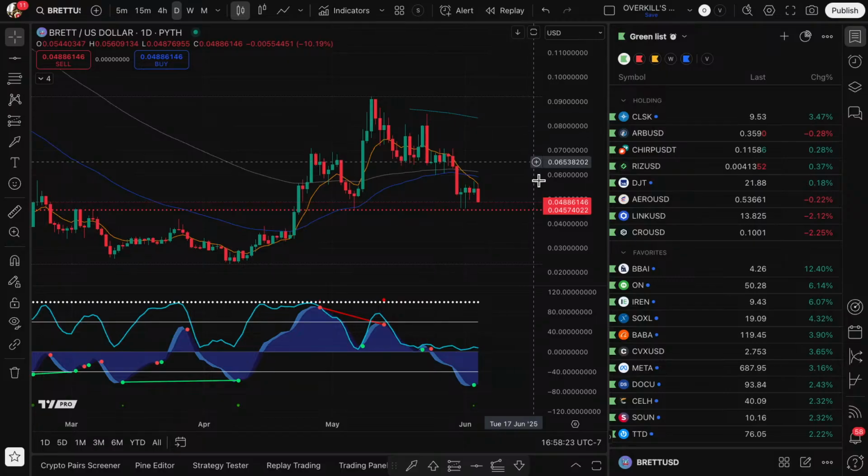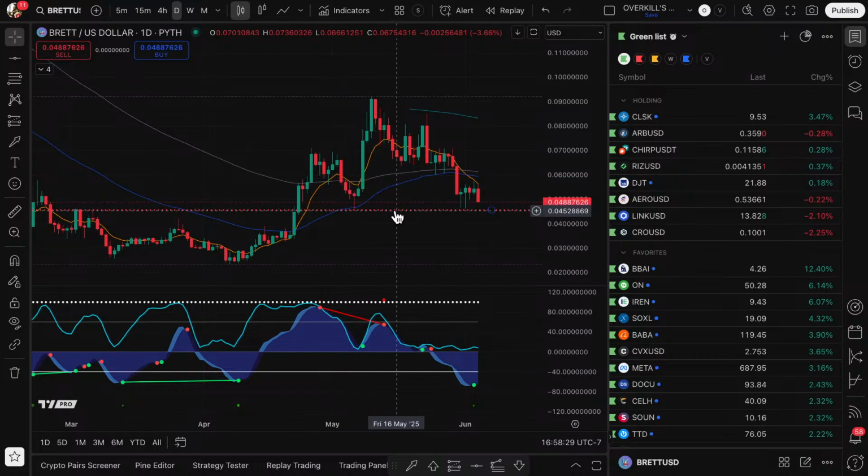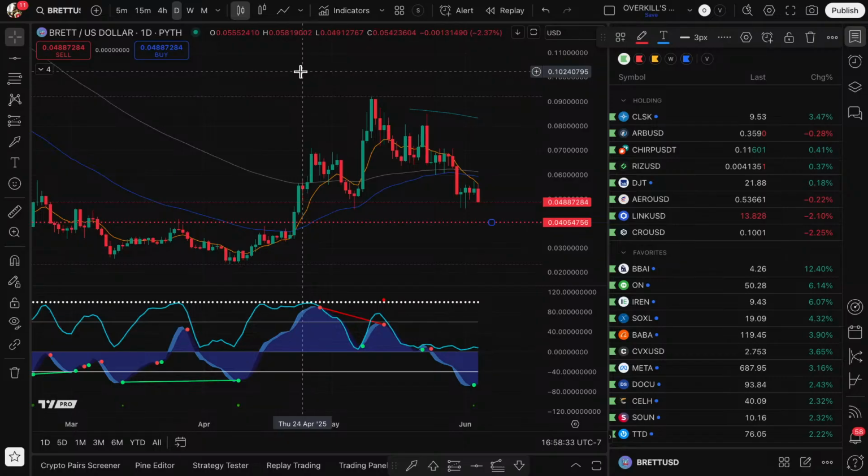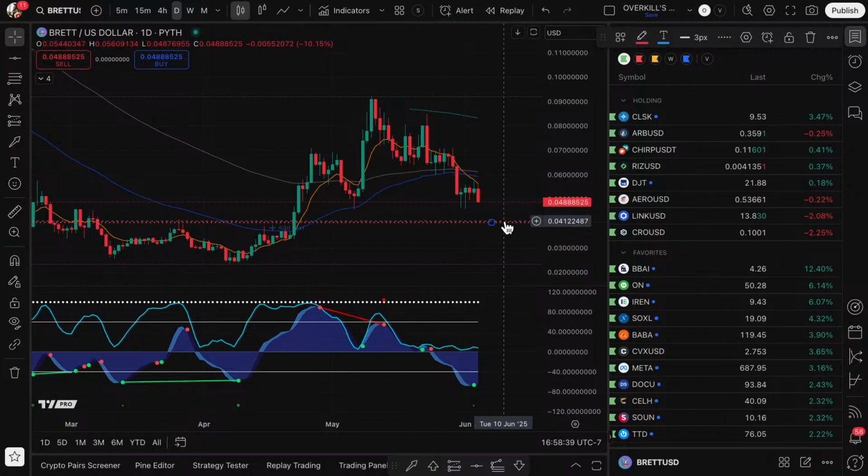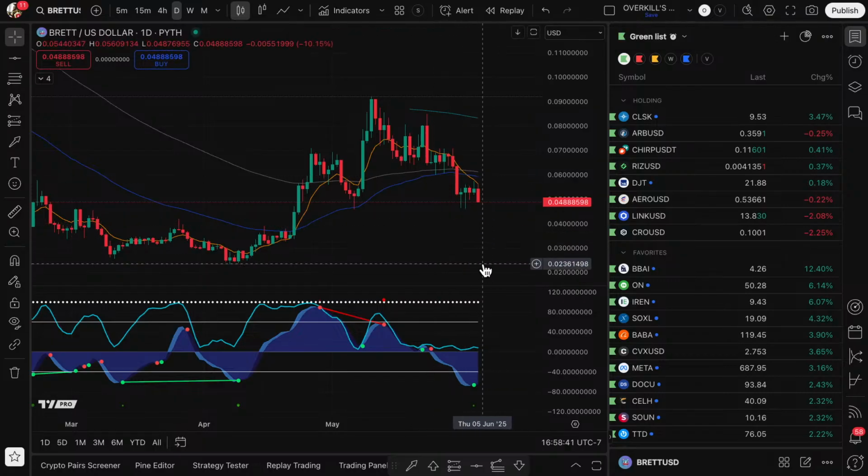But 0.045 is a big level. It's still got a green dot, but if 0.045 breaks, you're going to see a red dot pop up. And it's going to be interesting, folks. This is like holding the line right here. You know what I'm saying? We're holding the line at the moment. So 4 cents is where I'd look to pick this one up again. And if that breaks, it's probably coming down here to 0.02.